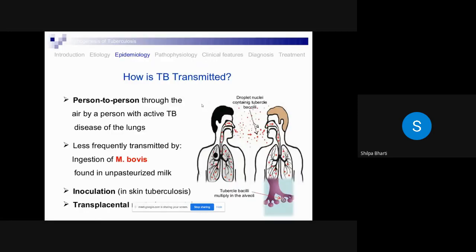So what is the mode of transmission of this disease?